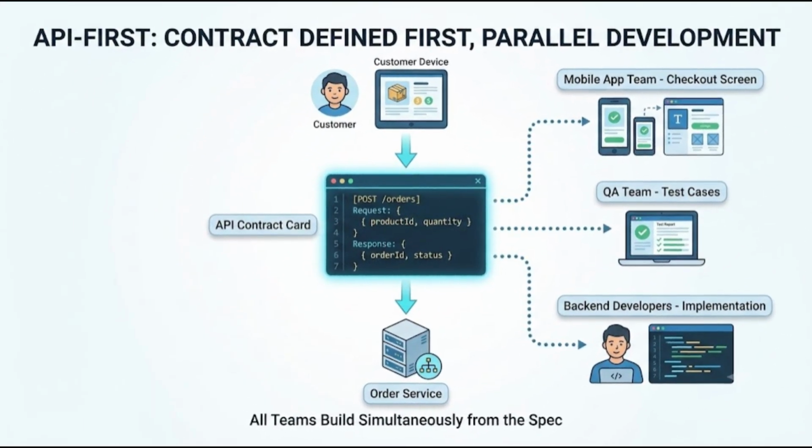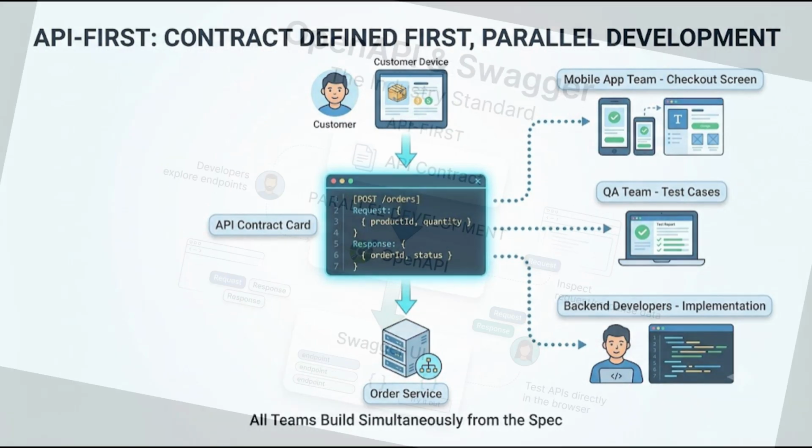Before the order service is developed, architects define the POST /orders API. The mobile app team can already build the checkout screen, testers can prepare test cases, and backend developers know exactly what to implement. Everyone works simultaneously because the API contract already exists.